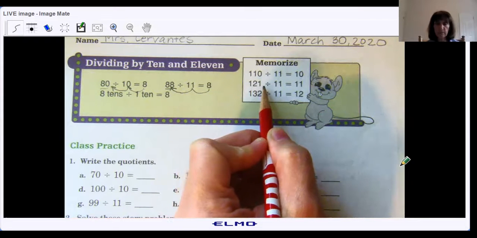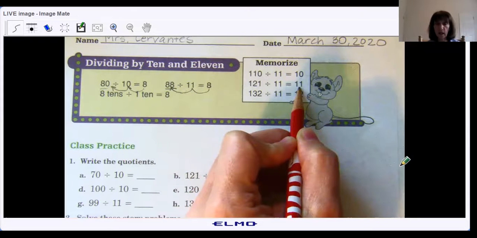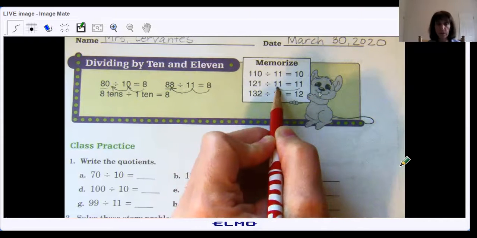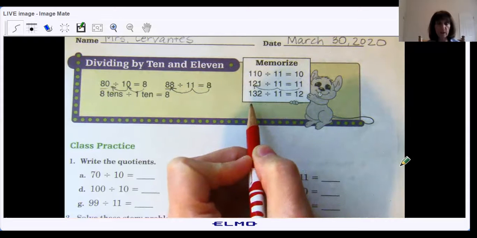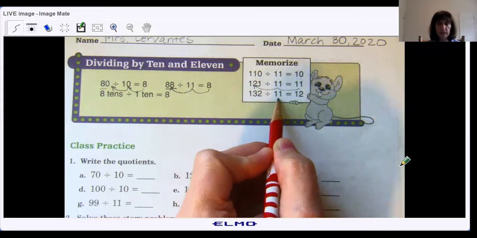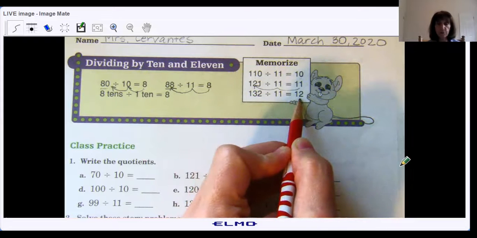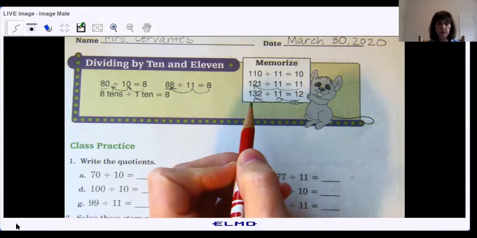121 divided by 11 equals 11. So 11 times 11 is 121. It says to memorize this. I know you guys know this already. Most of you do anyway. All right, last one. 132 divided by 11 equals 12. So 12 times 11 equals 132. If you haven't memorized it, you need to do that.